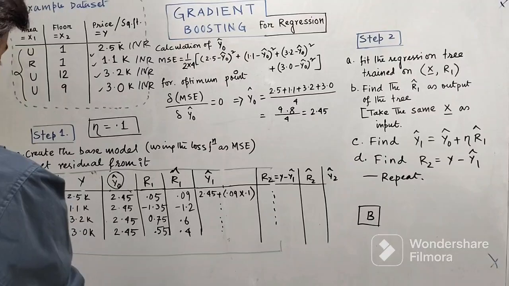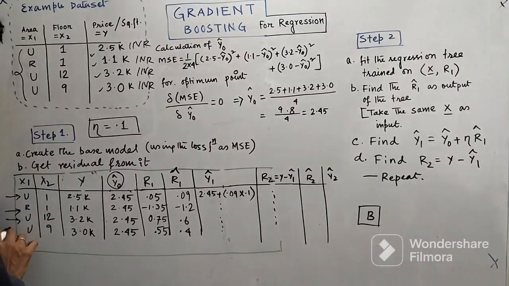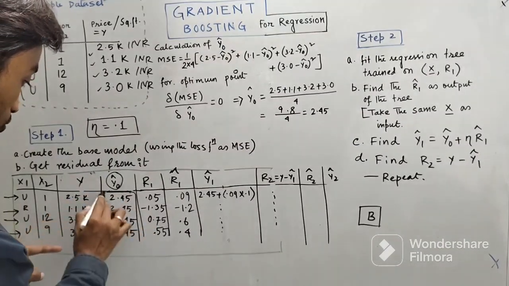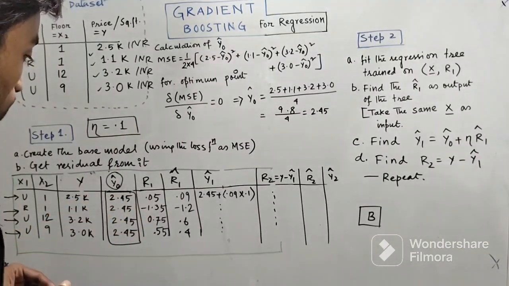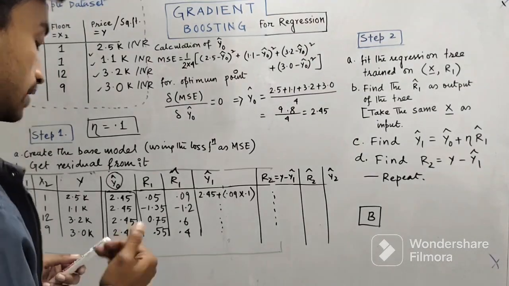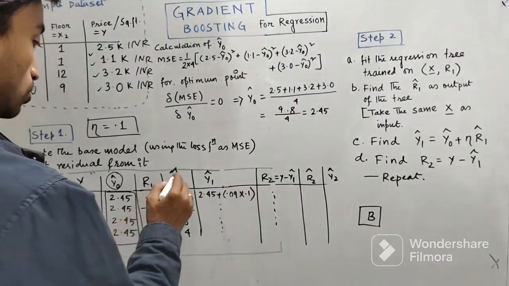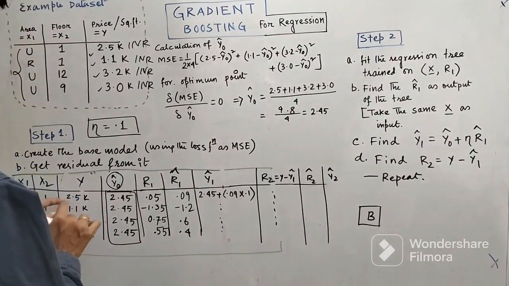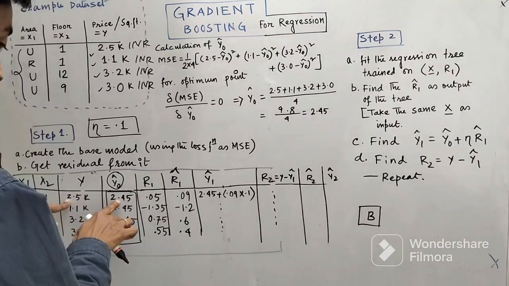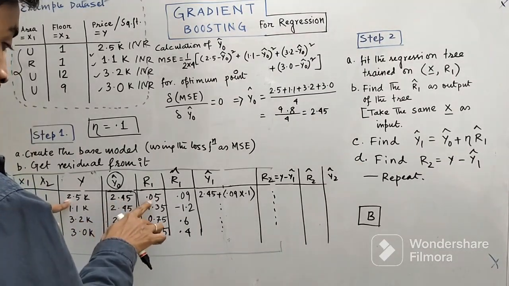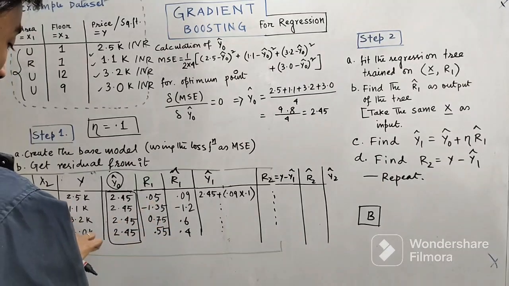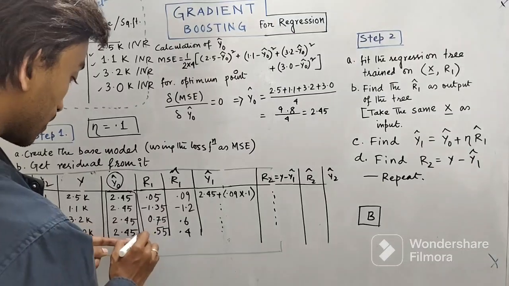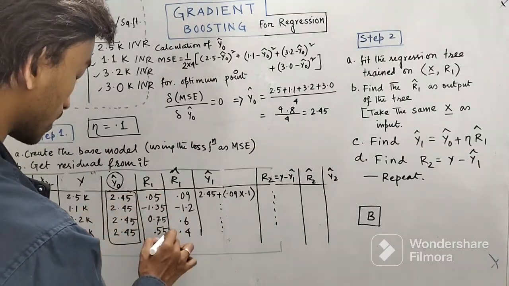So for each and every input, my base model output is 2.45, 2.45, 2.45. Now in this training setup, what will be my first residual? That is nothing but 2.5 minus 2.45, that is 0.05, and 1.1 minus 2.45 equals this much. So you have the first residual setup here.